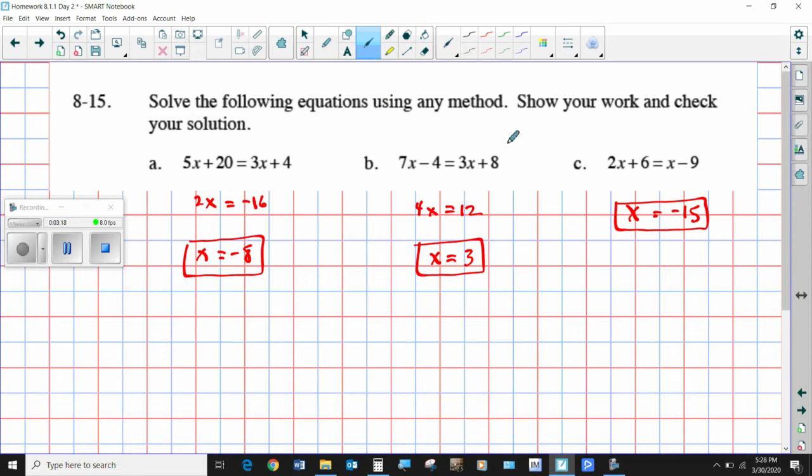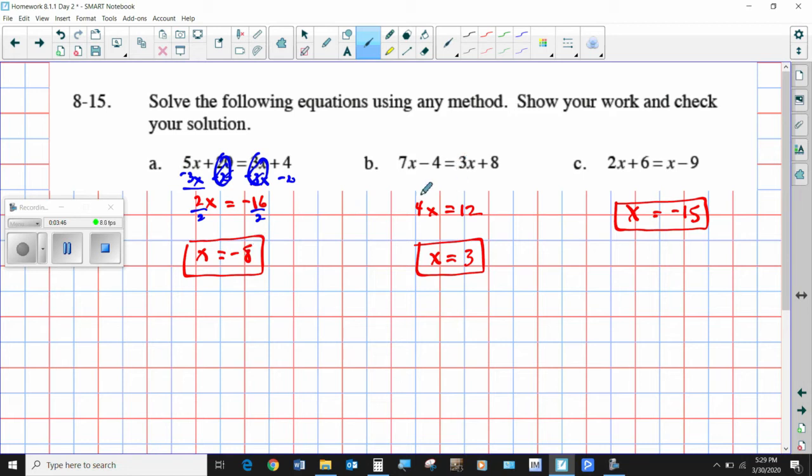Here we are just solving equations, combining like terms. I guess the first thing I would do here is subtract 3x's from each side. And then I'd also subtract 20 from each side. So these cancel out, and 5x minus 3x is 2x. These cancel out, and 4 minus 20 is -16. So what do you multiply times 2 to give you -16? Divide each side by 2. -16 divided by 2 is -8.